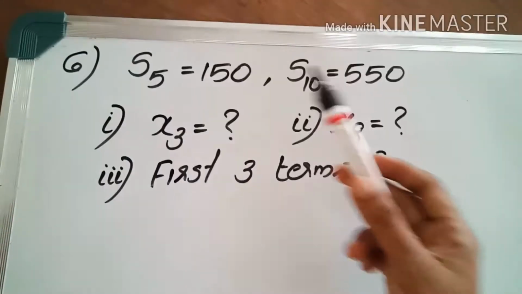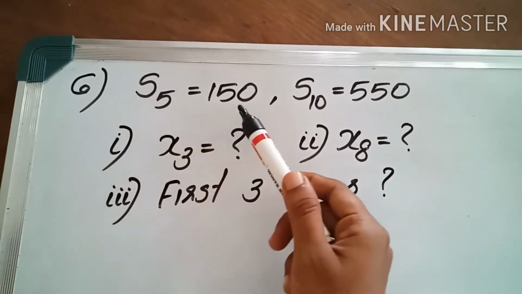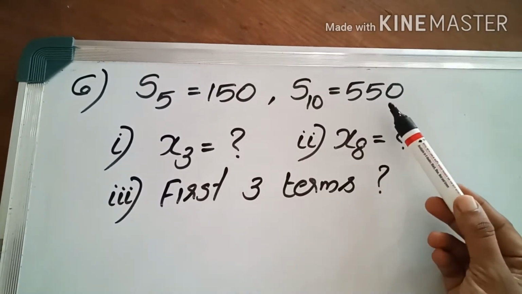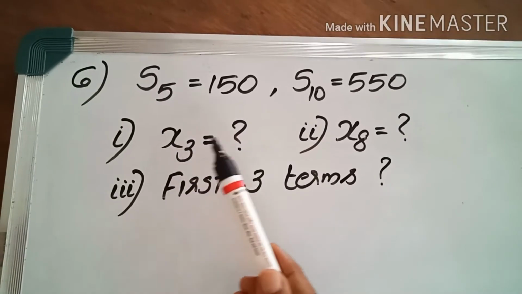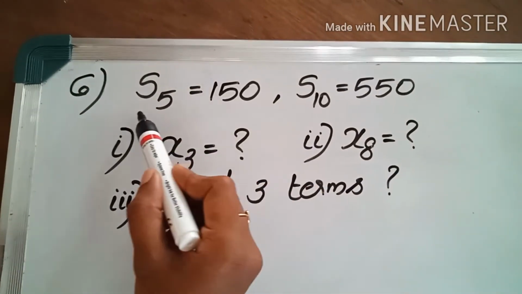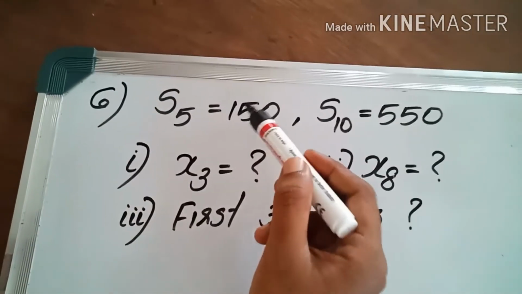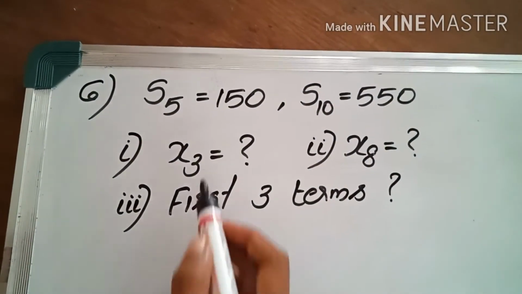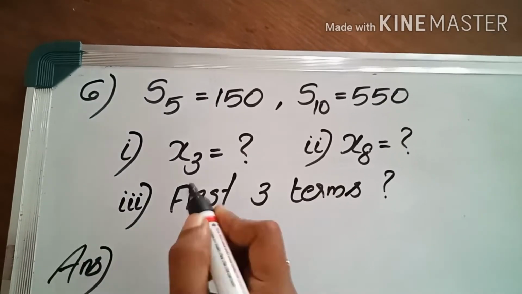Here we can write question number 6 like this. The sum of the first 5 terms, that is S5, equals 150. Then the sum of the first 10 terms, that is S10, is 550. First sub question: what is the third term? Okay, we have to find the third term. For that, the first clue is the sum of 5 terms is 150. From that we can find the third term because 5 is an odd number. So what will x3 be? The sum is given as 150.